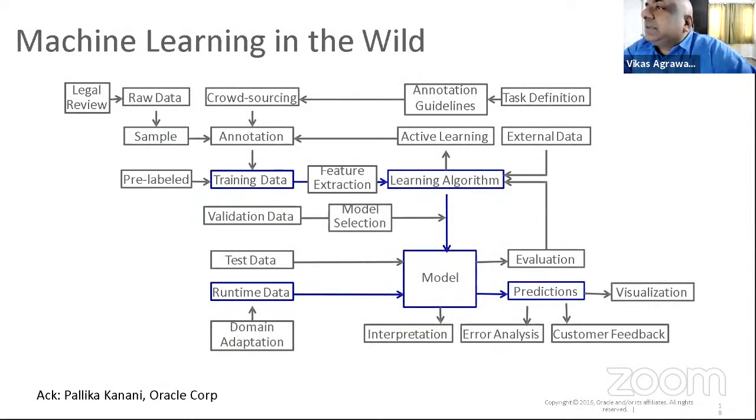Now, in the real world, even for just one model, things get very, very complicated. Your raw data may need legal review. Can you even use it? Can the customer even allow it to be used? Your sample may still need to be annotated. It may not be annotated. You may need to crowdsource the annotation. There might be feature extraction steps needed.